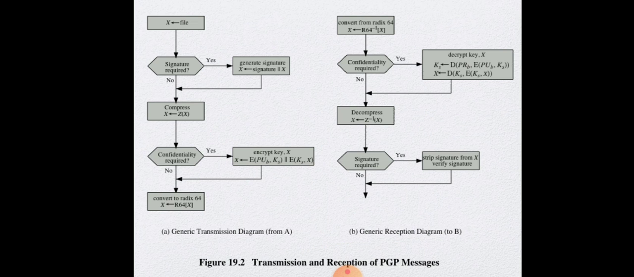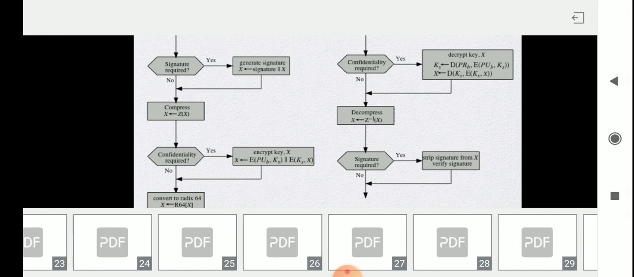At the receiver side, you do the conversion. If confidentiality is required, you do the decryption process. If it is not required, you will be doing the decompression, the reverse of what we did there. So this is about PGP, or Pretty Good Privacy.